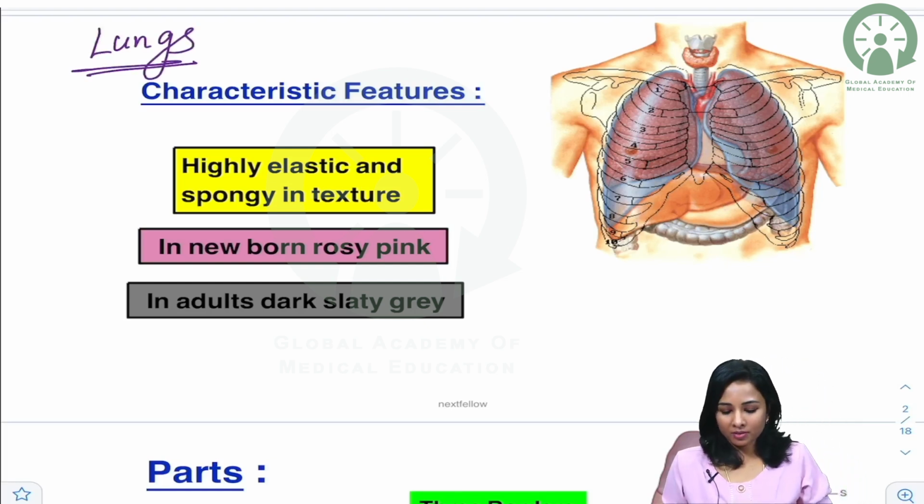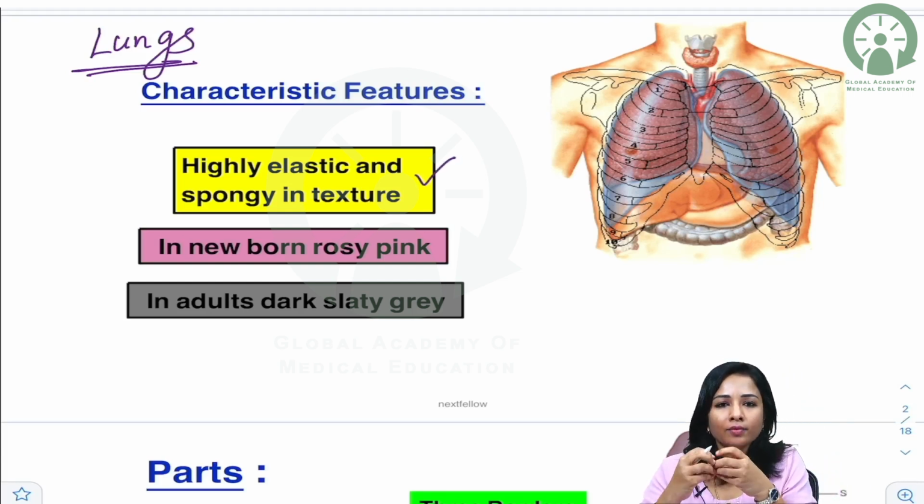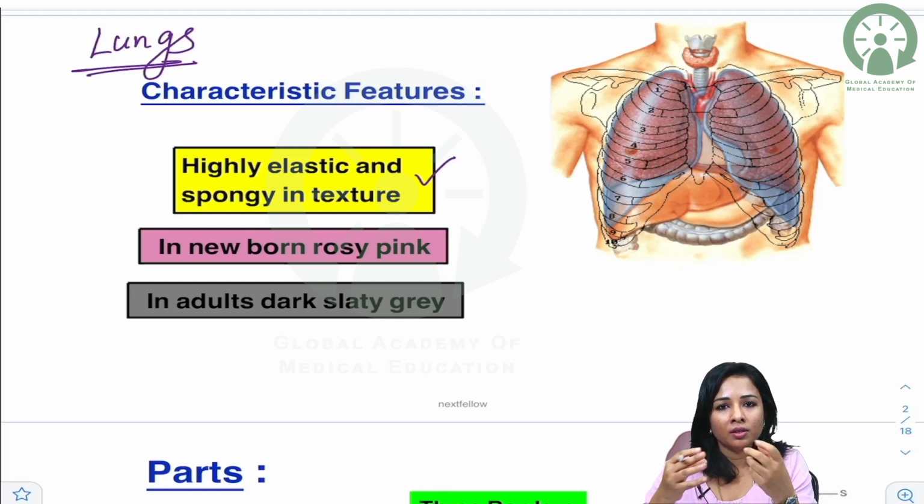So the topic is on lungs. The lungs are highly elastic and of spongy texture. Lungs basically have two components, the respiratory component and the elastic component, that is the connective tissue component. The respiratory component contains the alveoli, respiratory bronchioles, and further bronchioles, bronchi, the conducting part of the bronchial tree.